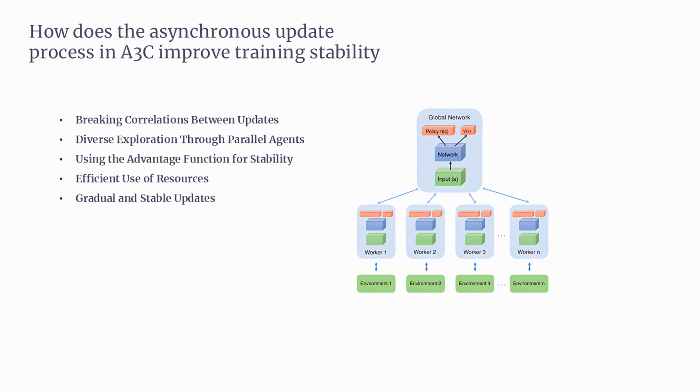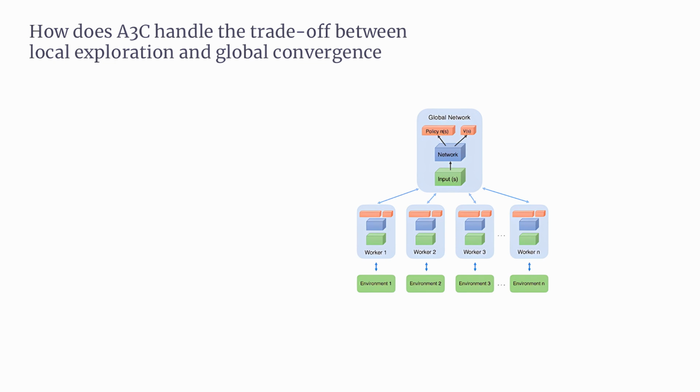Instead of updating the global model after every action, A3C agents collect gradients over several steps before making an update. Accumulating gradients prevents the model from overreacting to single actions, smoothing out learning and making updates more stable. In summary, by combining asynchronous updates, parallel exploration, advantage-based learning, and efficient resource use, A3C creates a more stable and scalable reinforcement learning process. This allows it to train effectively on complex problems without many of the instability issues that other approaches face.